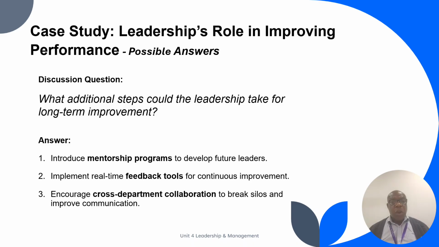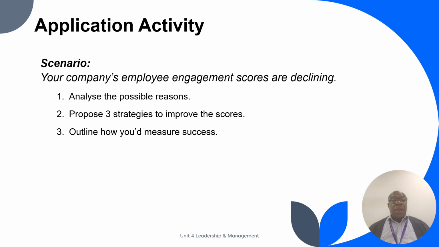All right, let's look at our application activity. Let's look at this activity now. All right, I want you to look at this. Take time. Your company's employee engagement scores are declining. Analyze a possible reason, propose three strategies for improvement, and outline how you'd measure success.